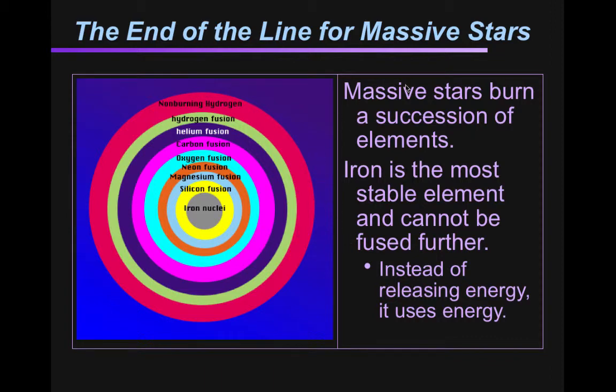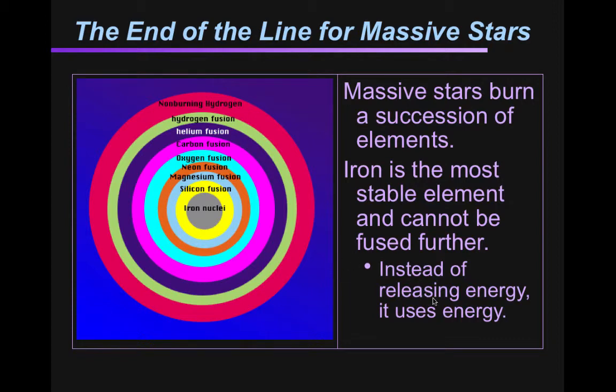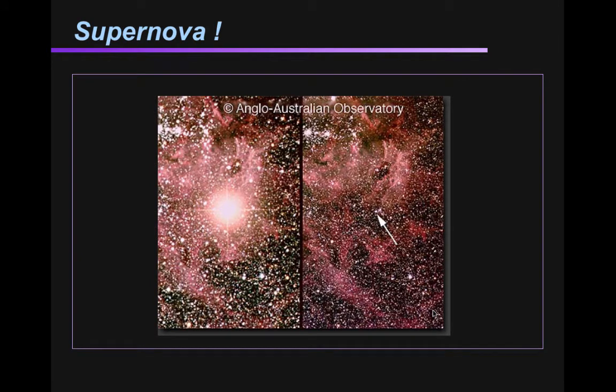So here's a picture of a massive star. This is what happens: a succession of elements. The hydrogen fuses to helium, carbon, oxygen, neon, magnesium, silicon, and iron. And iron can't be fused further. It uses energy, and we get our supernova, our big explosion.